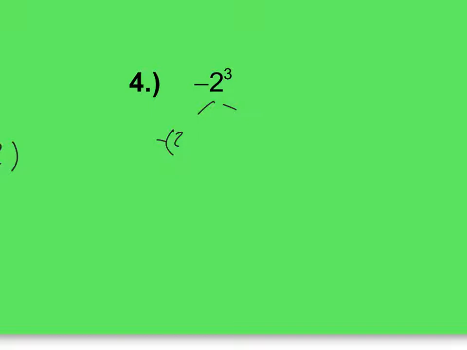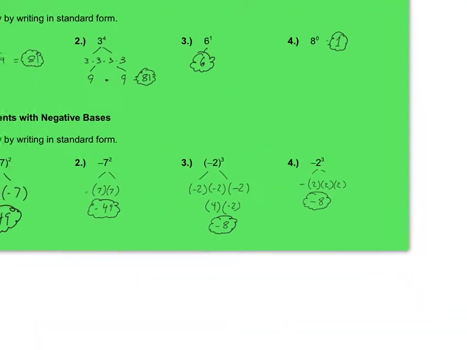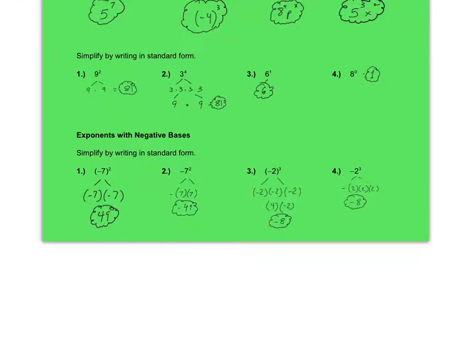I'll start over. This means -2 times 2 times 2. That's why it's automatically negative, because after you multiply 2 times 2 times 2, you're going to take the opposite of that. 2 times 2 is 4, 4 times 2 is 8, so that becomes -8 as well. So the main thing to get down is that you have to understand the difference between the parentheses and no parentheses.